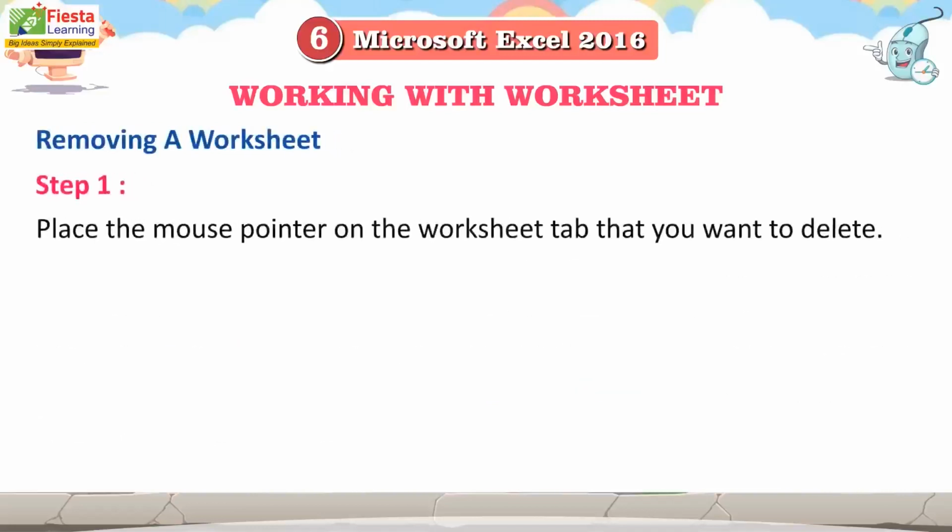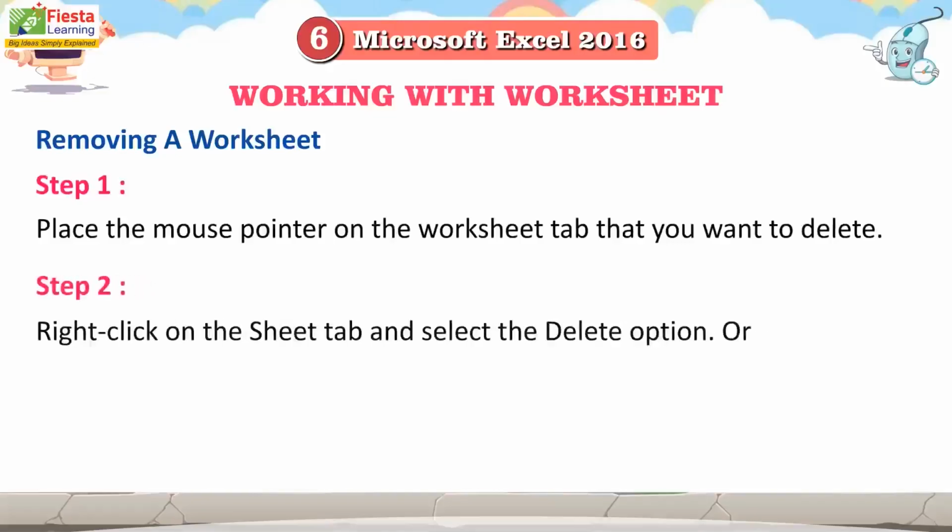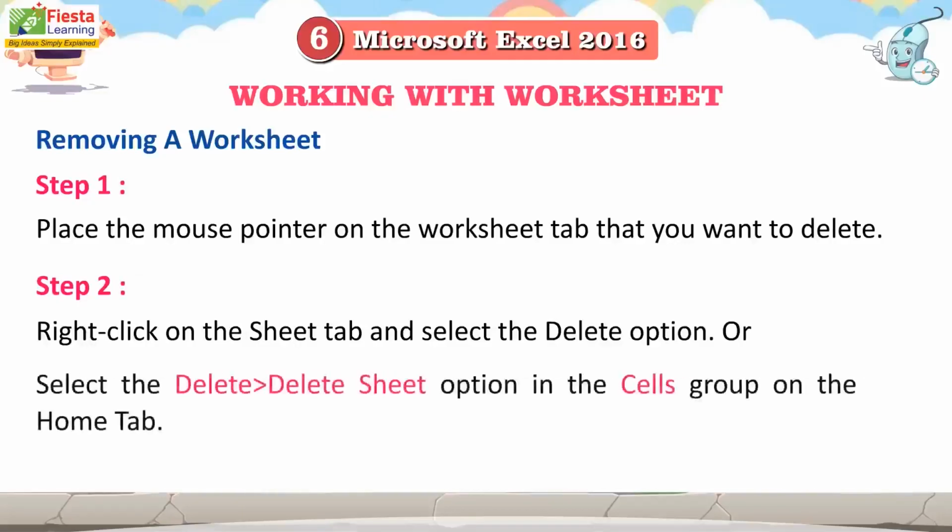Removing a worksheet. Step 1. Place the mouse pointer on the worksheet tab that you want to delete. Step 2. Right-click on the sheet tab and select the Delete option, or select the Delete Sheet option in the Cells group on the Home tab.